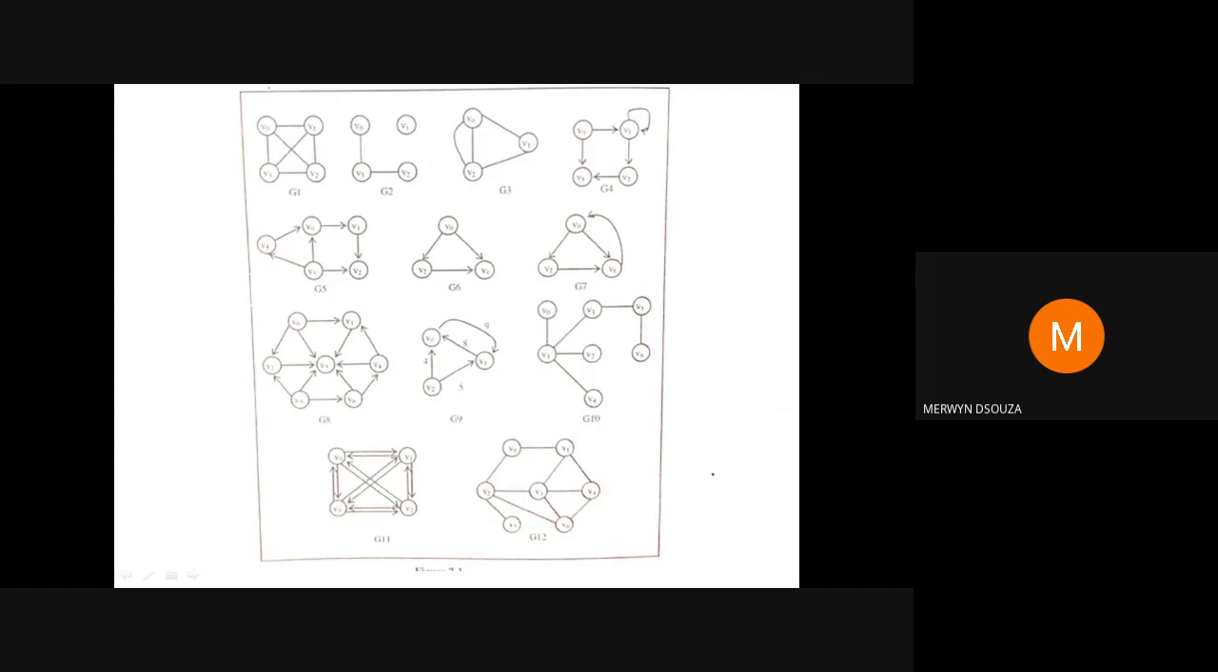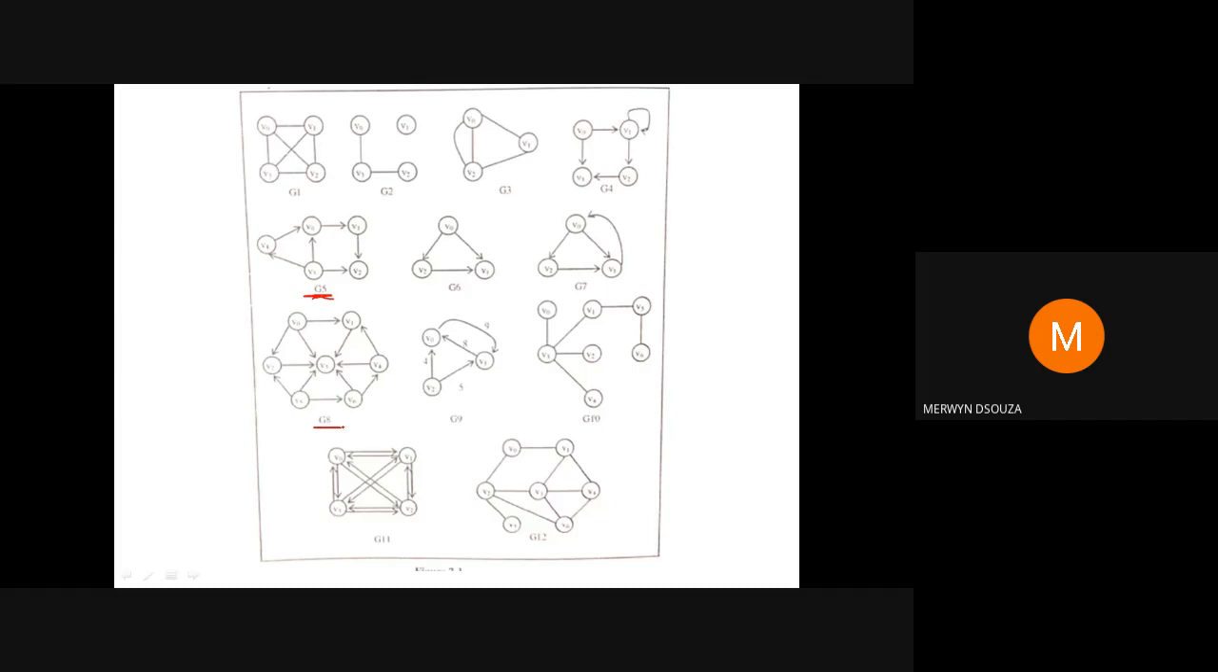So in a digraph, each vertex has something known as an in degree and an out degree. The degree of a vertex in a digraph, meaning directed graph, is the sum of the in degree and the out degree. So let's see what is the meaning of an in degree. In a directed graph, the in degree of a vertex B is the number of edges that are entering the vertex B. For example, you take this graph G8.